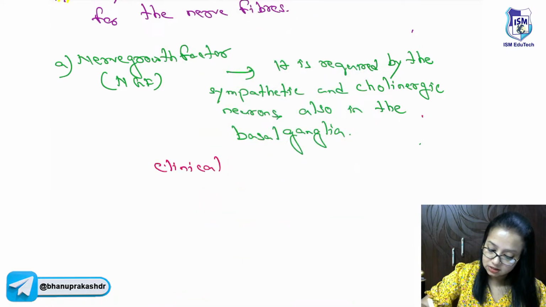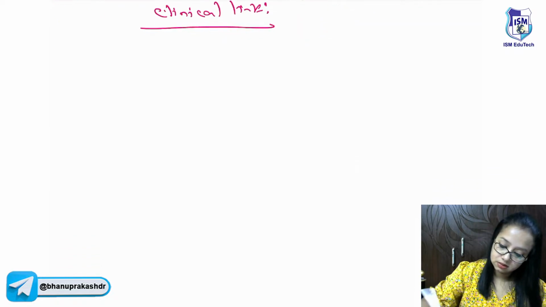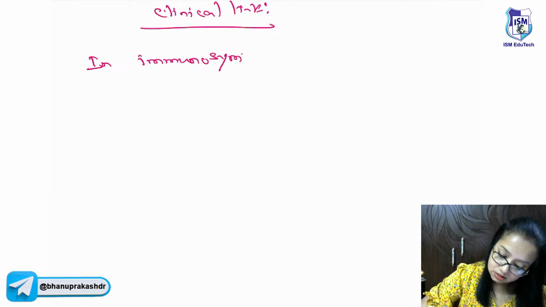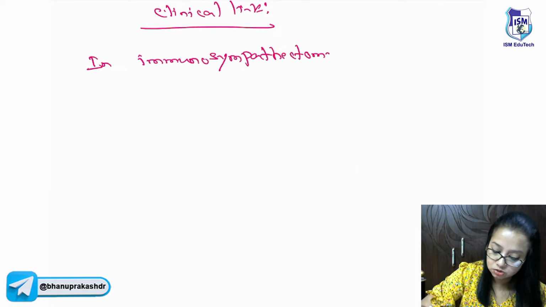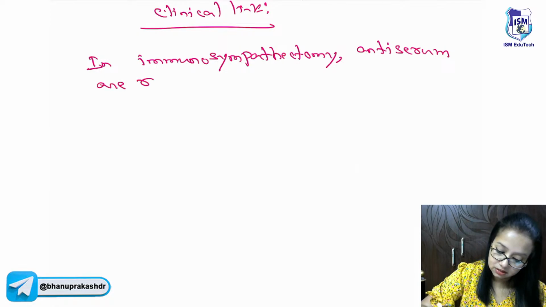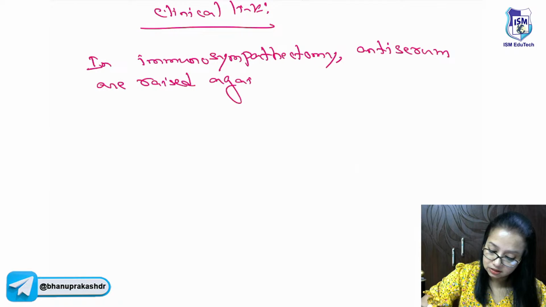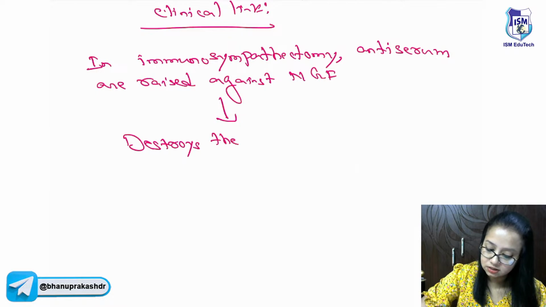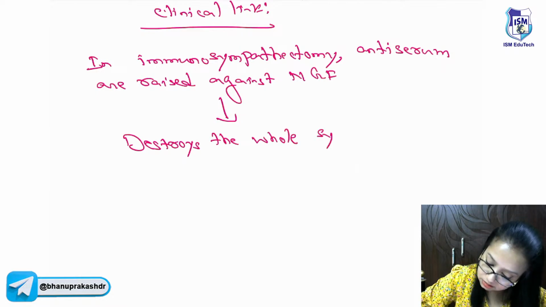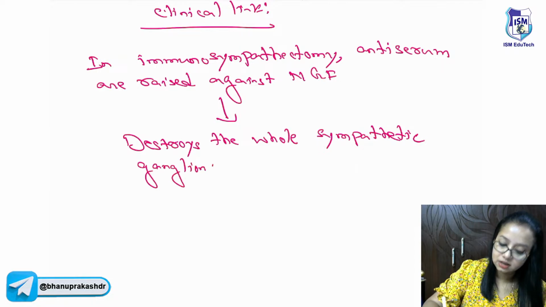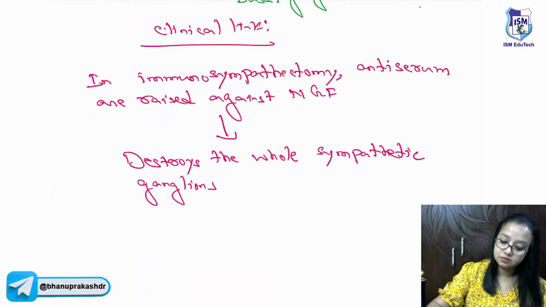Okay, what is the clinical link here? In immunosympathectomy, anti-serum antibodies are raised against nerve growth factor, which destroy the whole sympathetic ganglions. Okay, this is the nerve growth factor.